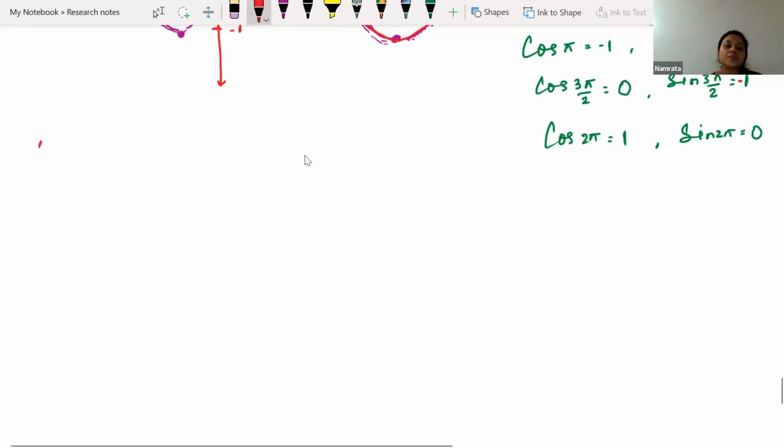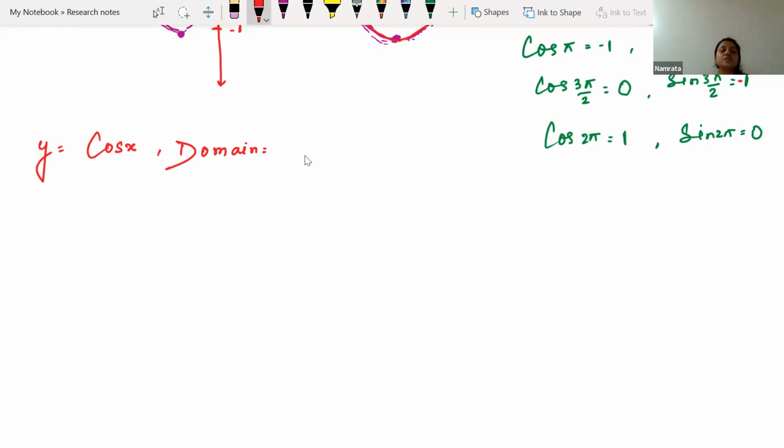Now we are going to discuss y equals cos x. At first, we will be discussing the domain and then the range, and then we will be moving towards the graph. So what's the domain of this function? As you know, the angle can be any value. Anything can be the angle. So obviously, the domain can be any real number, right?